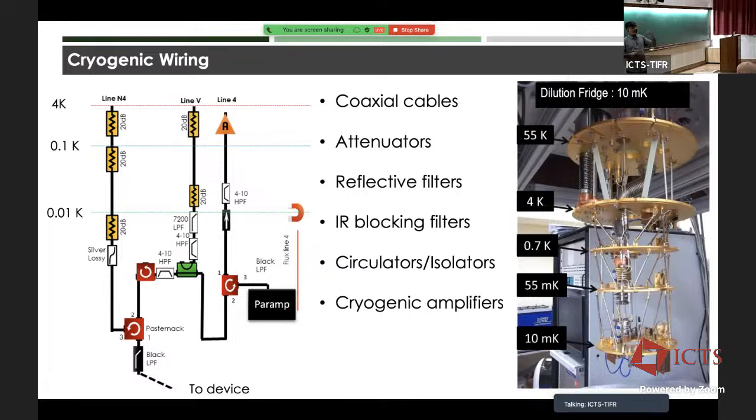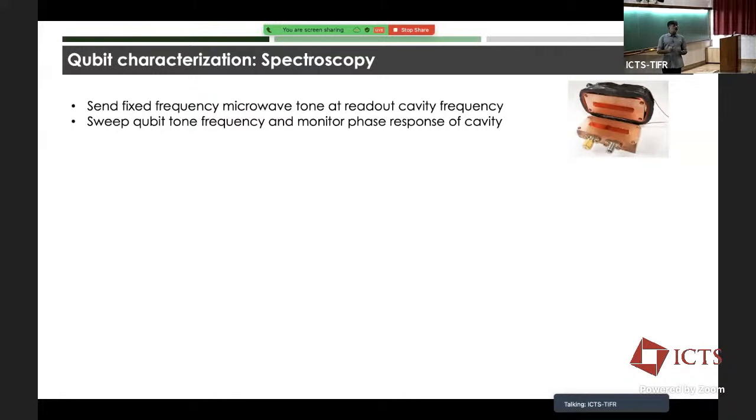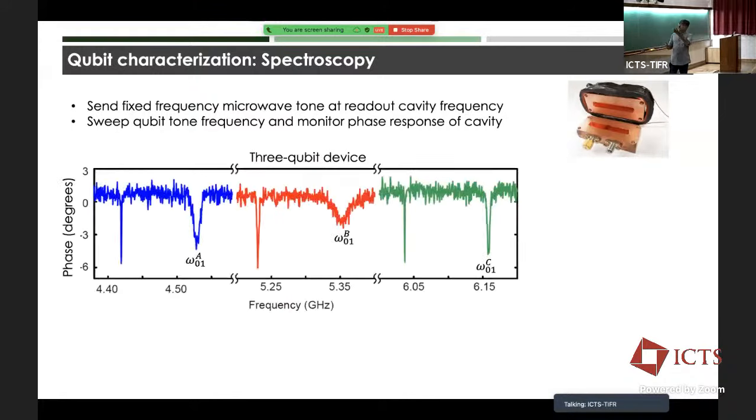I showed you some pictures yesterday. Then what you do is send a fixed frequency microwave tone at the measurement cavity frequency, because you're trying to look at the phase shift of the measurement cavity frequency signal. Then you sweep, you vary the frequency of another tone, which is close to the expected value you are imagining. And then you look at the response of the phase as a function of this frequency.